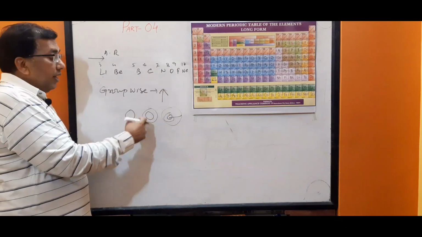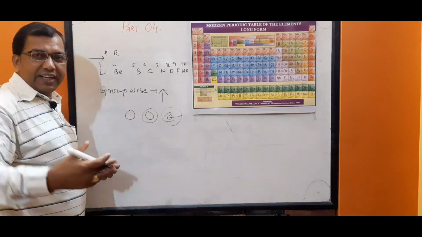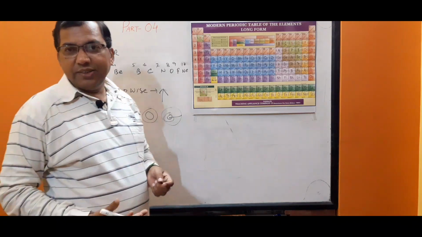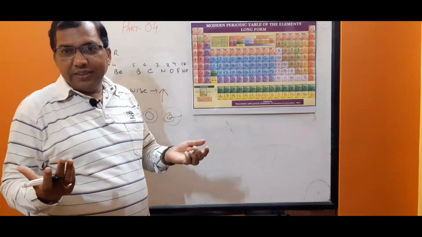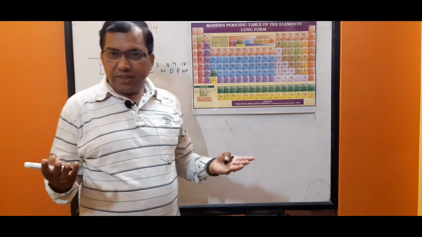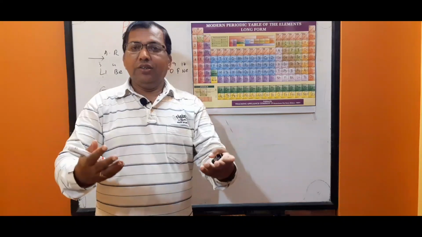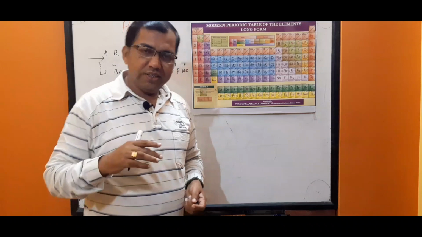But here, electron is added in a different shell. So the shell number is increasing. So atomic size will be increasing. Number of shells increases, atomic size increases, and also the atomic radius will increase. Clear? Good. Next.